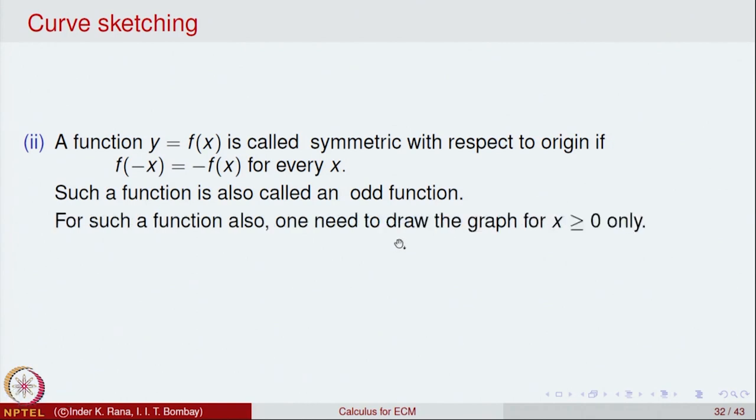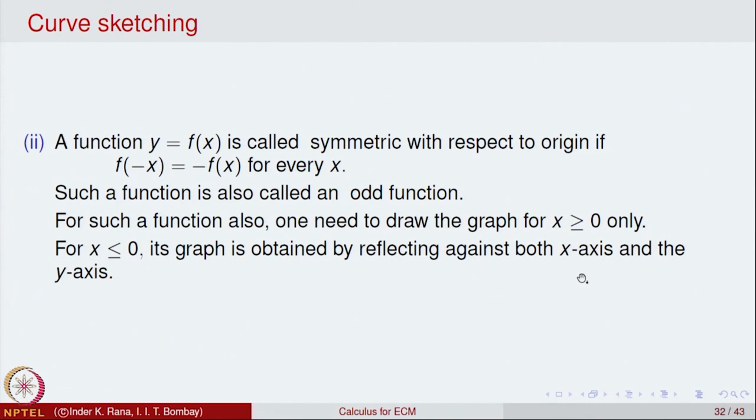For such a function again, one needs to draw the graph only on one side. On the other side, you first reflect along the y axis and then reflect along the x axis. So, you have to do it twice. Reflecting at both axes will give you the graph on the other side.